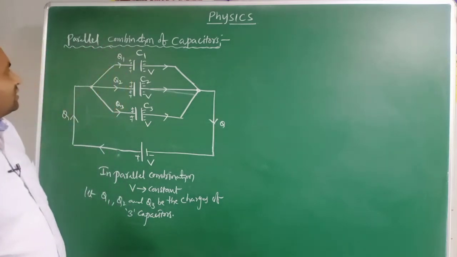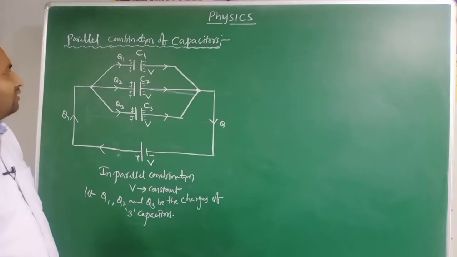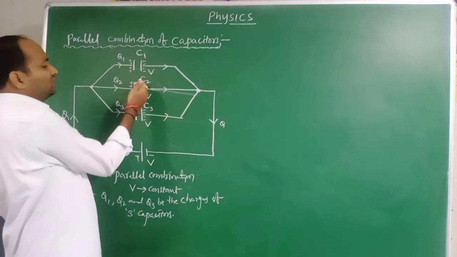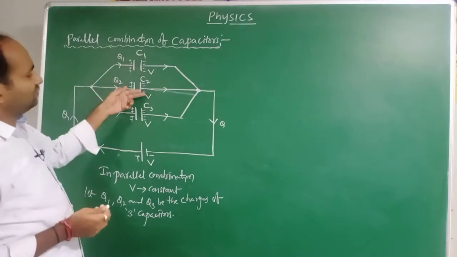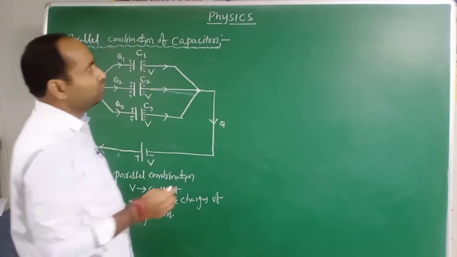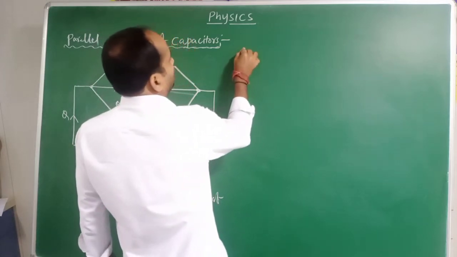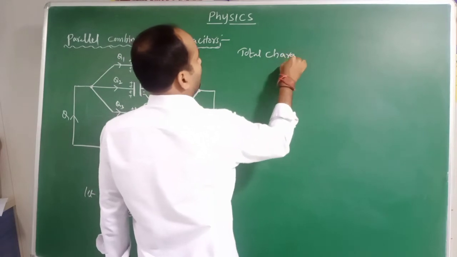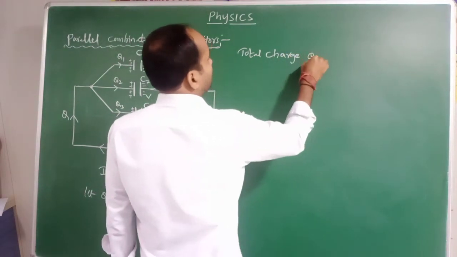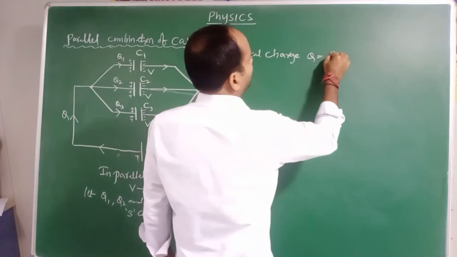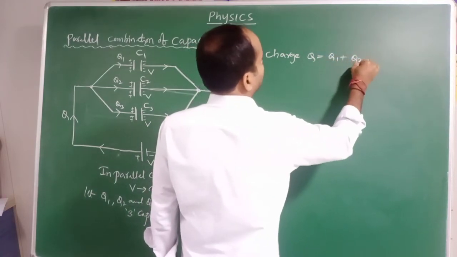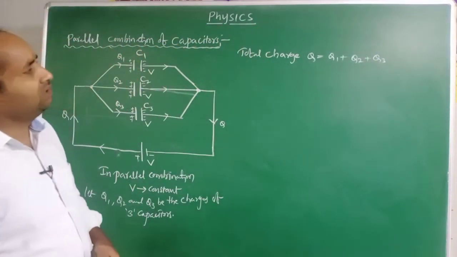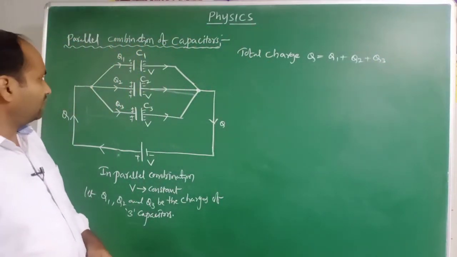The charge across the first one is Q1, second one is Q2, third one is Q3. The capacitances are C1, C2, C3. But the potential is V only. Now here we may write the total charge Q is equal to the sum of the charges across the three capacitors, Q1 plus Q2 plus Q3.